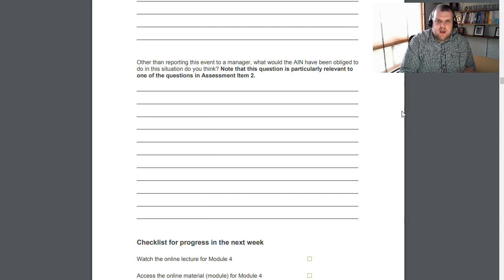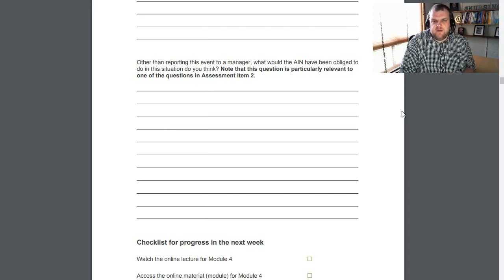Because last year we had a similar question, and two thirds of the students wrote, "I'd report it." And that was pretty much their response. They talk about how important it was to report it, and reporting it's really very important. And that's good, but there's more to it than that. The AIN probably would have been obliged to administer first aid, to make sure that the RN wasn't in the room with the patient, to try to get the RN away from the patient as quick as possible.